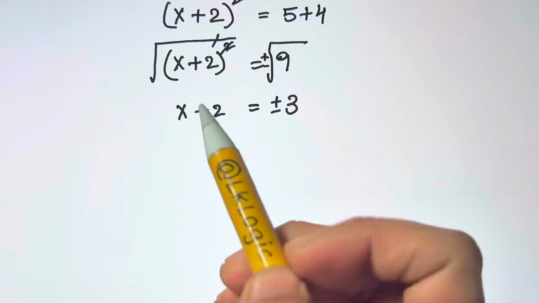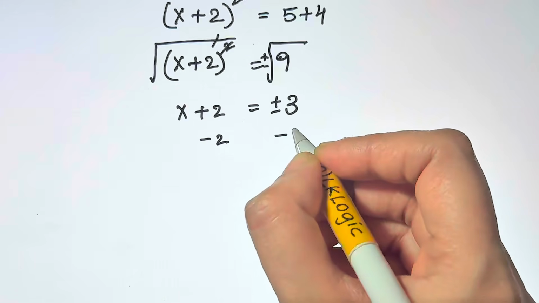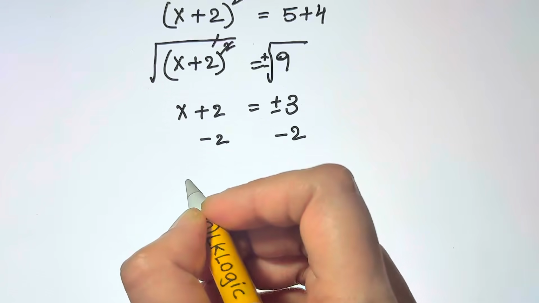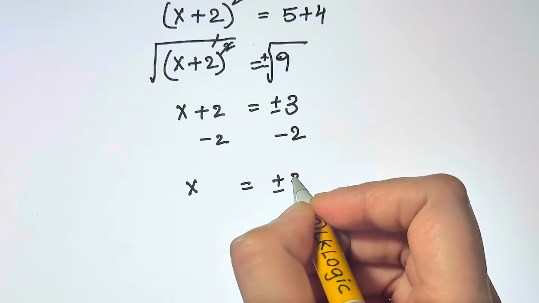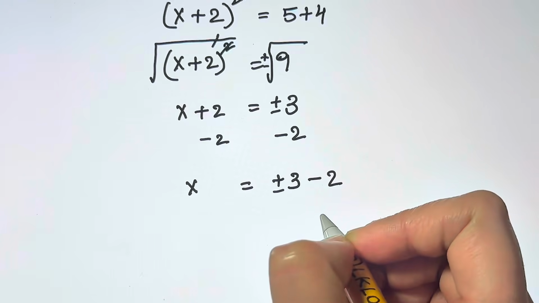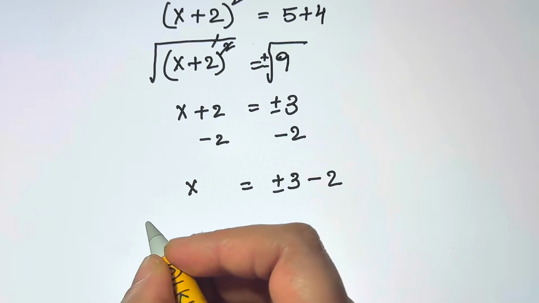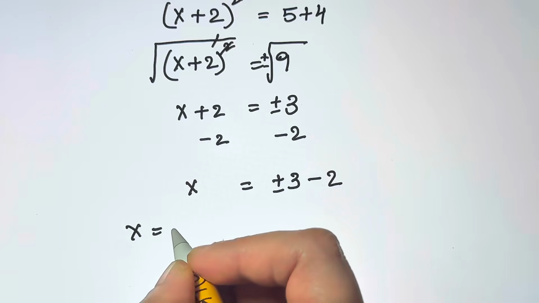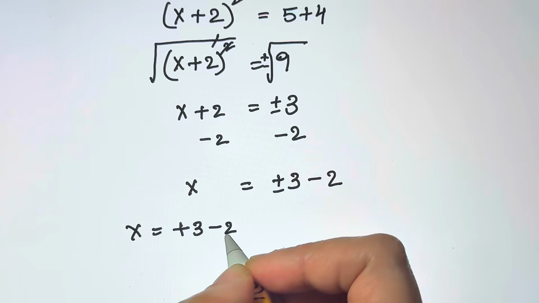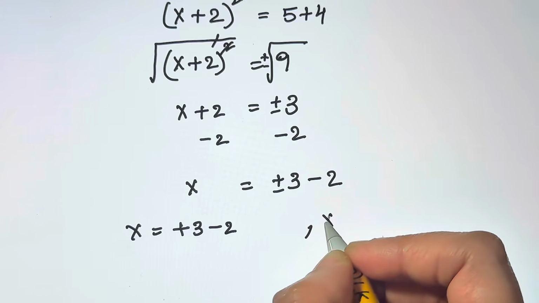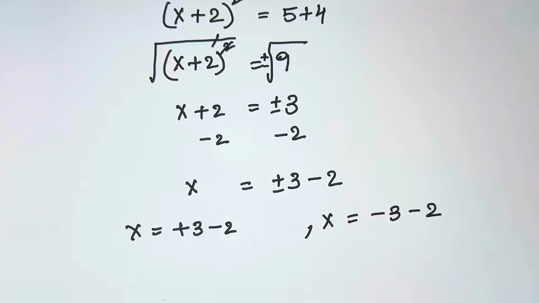Okay, now you need to isolate x. To isolate x, I need to remove this 2. So I'm going to subtract 2 on both sides. So what am I left with? X is equal to plus or minus 3 minus 2. So I'm going to have two solutions. Okay, one is x is equal to plus 3 minus 2, and another one is x is equal to minus 3 minus 2.